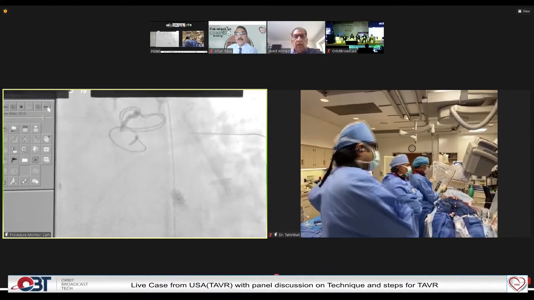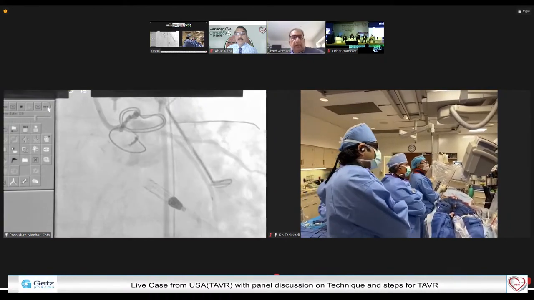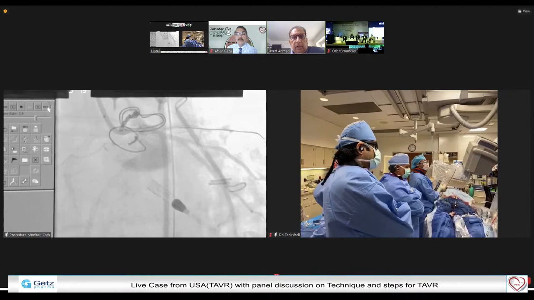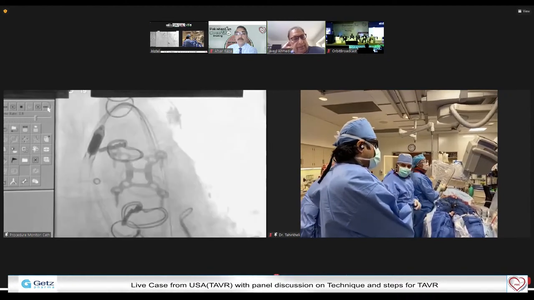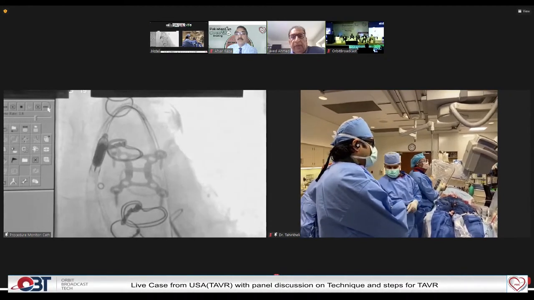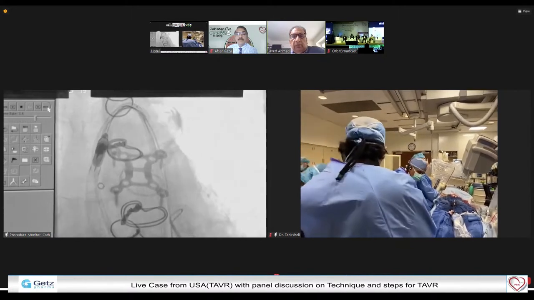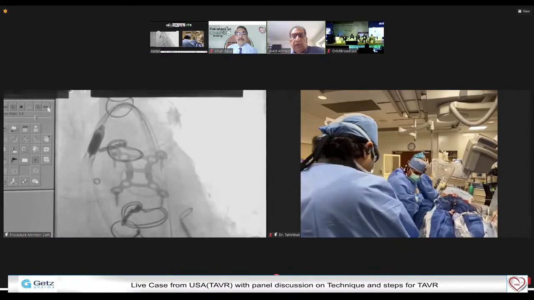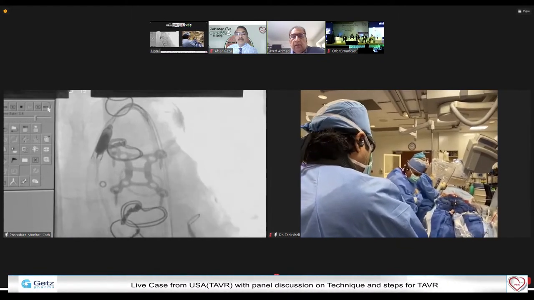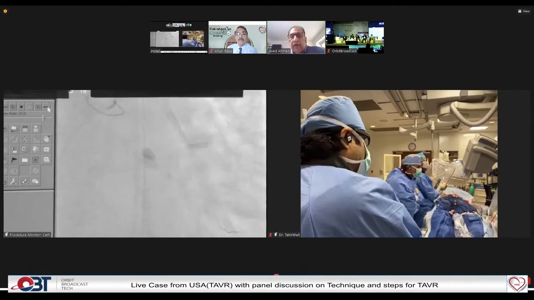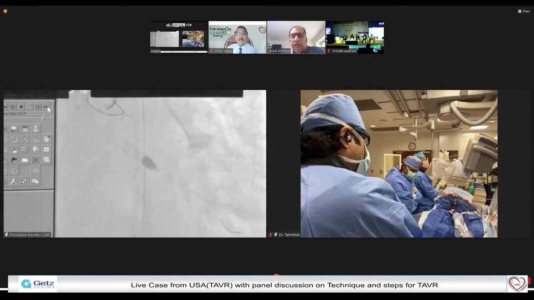Rotational attack, I mean. I think rotablator would be the best approach because laser is usually good for crossing the uncrossable lesions, and there is serious calcium here, and that would require some form of debulking.